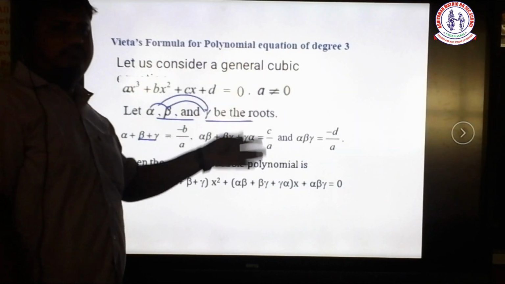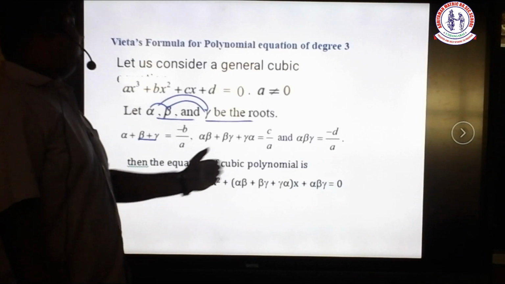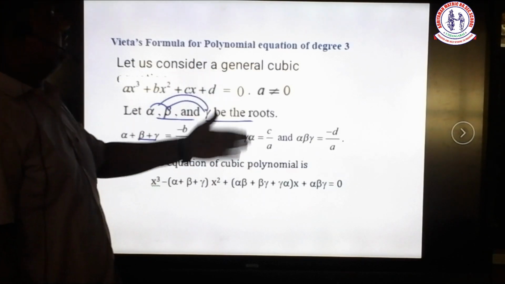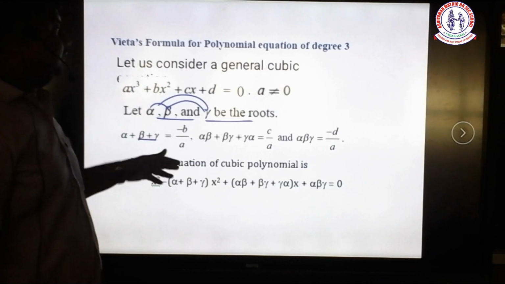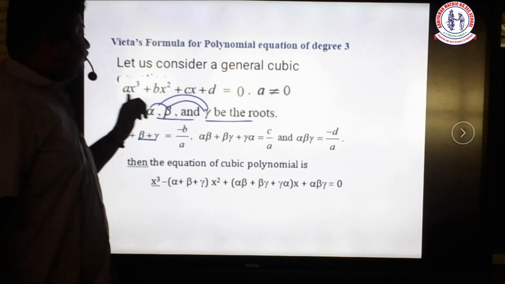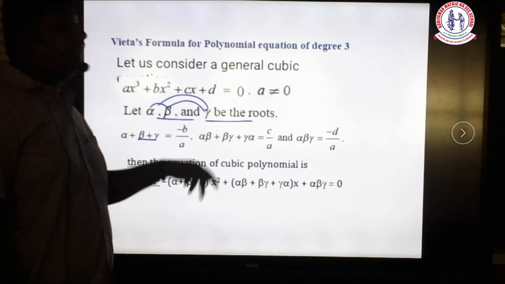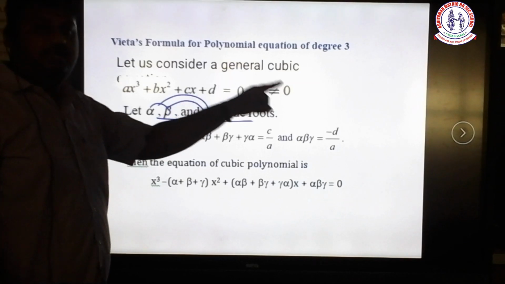This is Vieta's formula for a polynomial equation of degree 3. And you can also apply it to degree 4, degree 5, degree 6, anything. Using this concept, you can form an equation for degree 4, degree 5, degree 6 also. Suppose you take a degree 4, a 4th degree equation. What about the roots? Alpha, beta, gamma, and another one, delta. We take alpha, beta, gamma, delta.